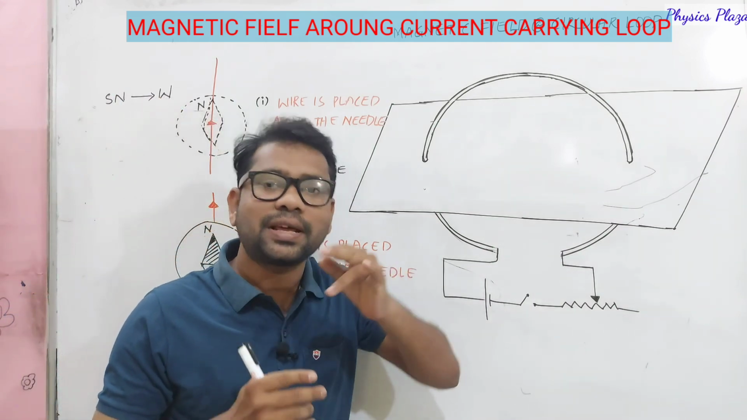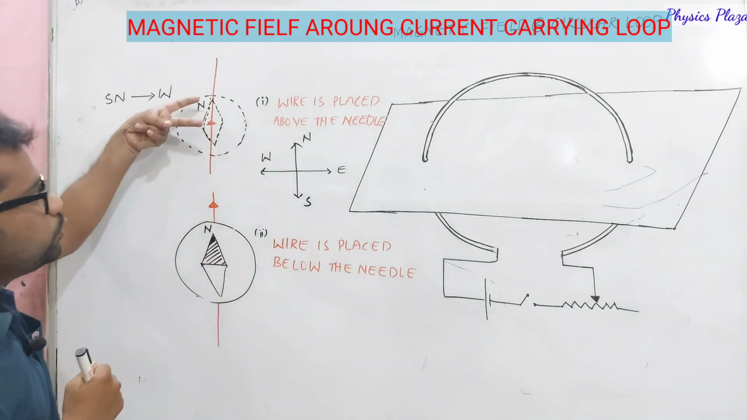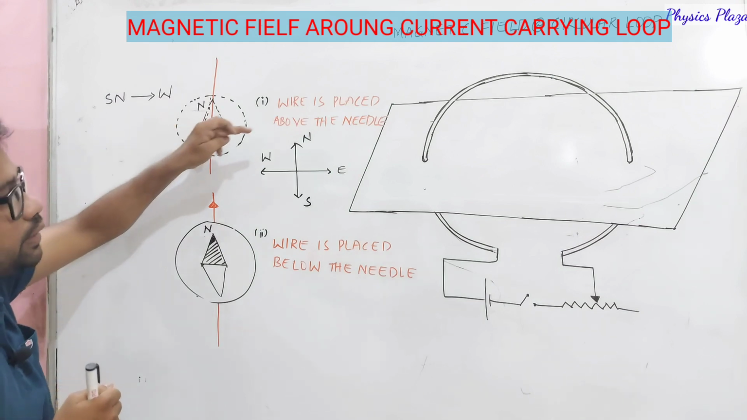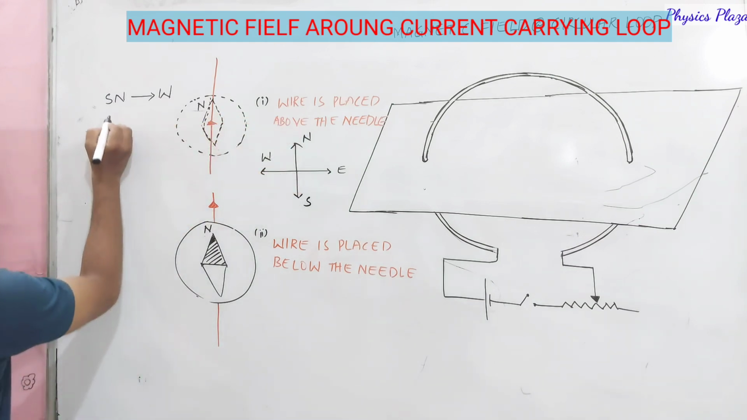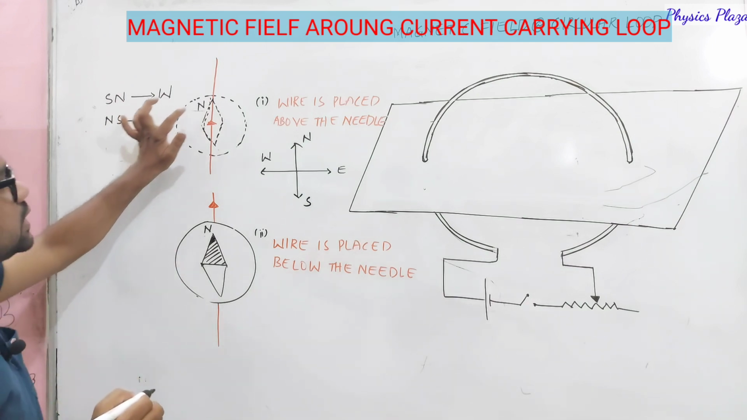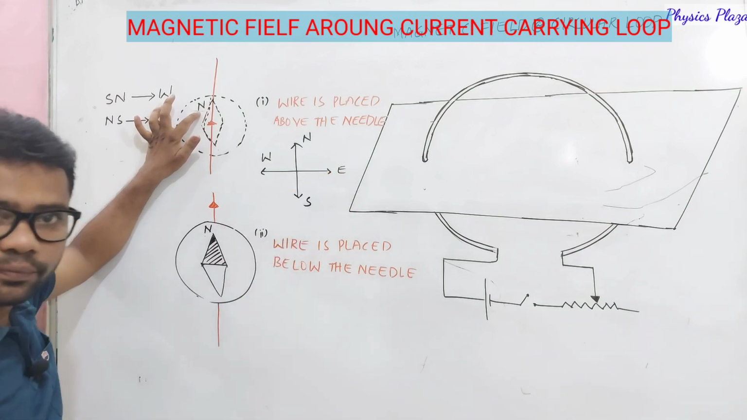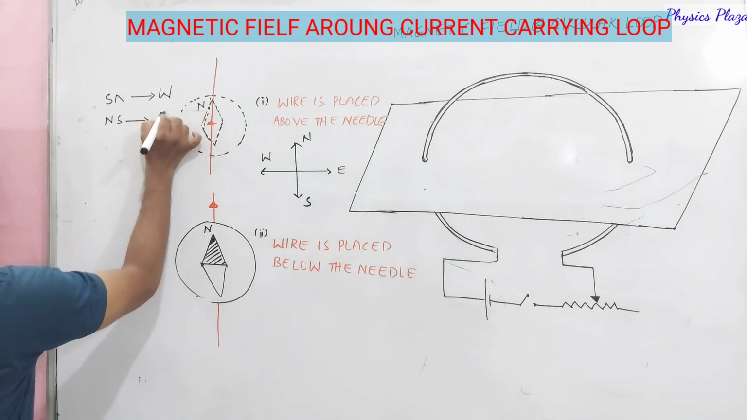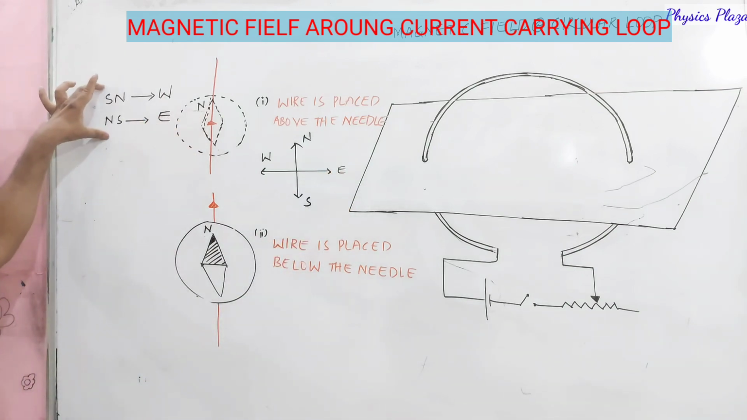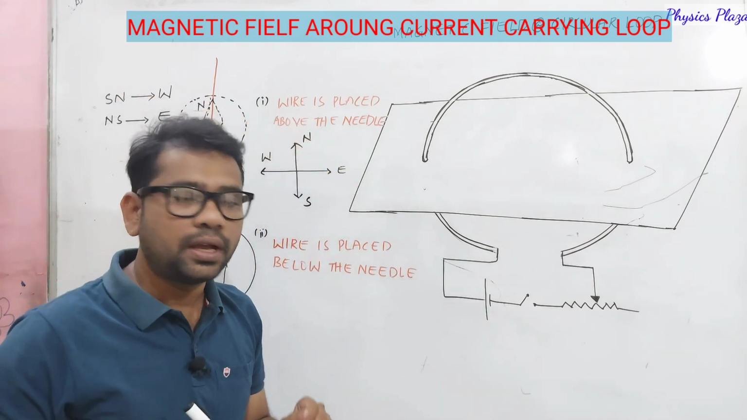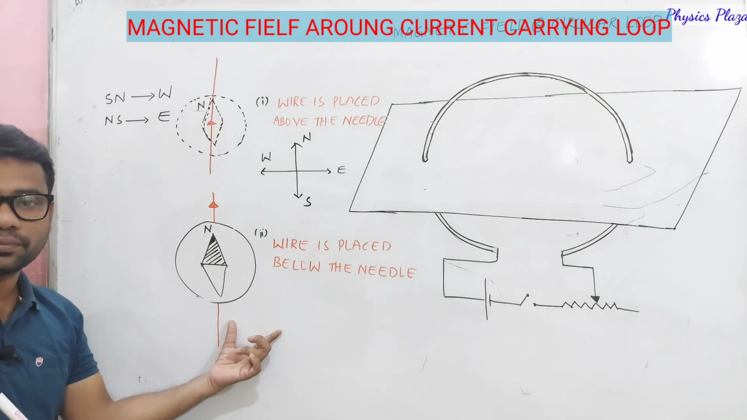Whereas when we reverse the direction of current, which means when current flows from north to south, then the north pole of the magnetic needle gets deflected towards east. But children, these are the cases where the current carrying wire is placed above the needle. Now come to the second case here.